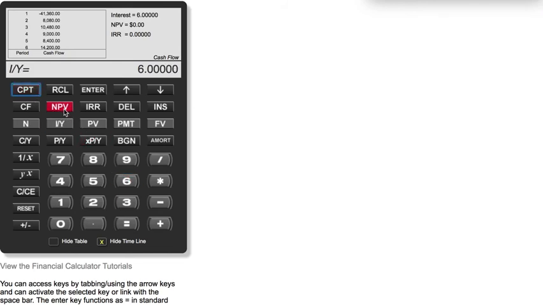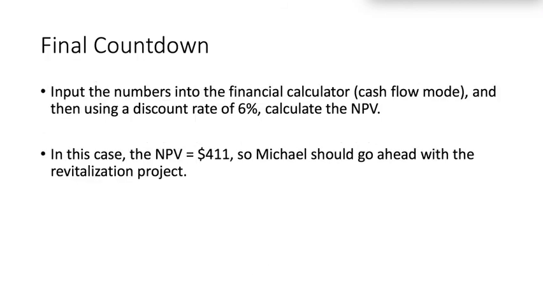Compute net present value. Gives us a positive amount of $411. So the NPV is positive, greater than 0, and its value is $411. So that suggests that, according to these numbers, Michael should go ahead with the revitalization project. And that is the capital budgeting replacement decision.